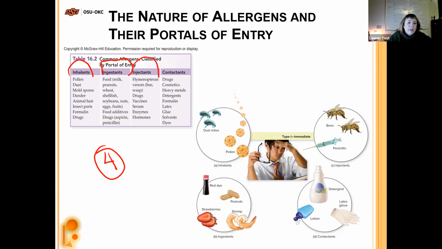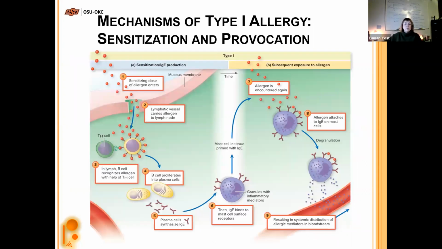And then contactants, anything that just touches your skin and it causes you to have an allergy. So some common ones, inhalants like being allergic to pollen, ingestants like being allergic to peanuts, injectants like being allergic to bee venom, and contactants like being allergic to latex. Okay, pretty common stuff that we've been kind of dealing with our whole lives. We just don't talk about them in these terms.